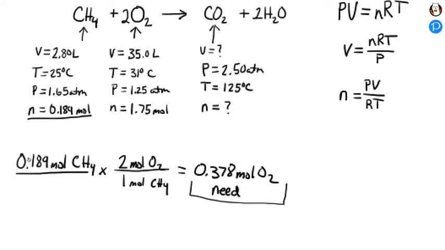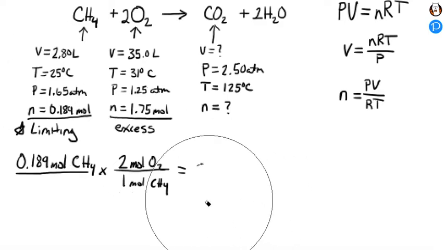Well, let's compare that to how much I actually have. I actually have 1.75 moles of O2. That means I have way more than enough O2. In other words, this one is in excess, right? I have more than enough O2. This one's in excess, which means the CH4 is limiting. It's going to run out first, because the other one is in excess. So now we've identified our limiting reactant. It's CH4, and O2 is in excess. So now I know I'm going to use this amount to convert into how many moles of CO2 I have.